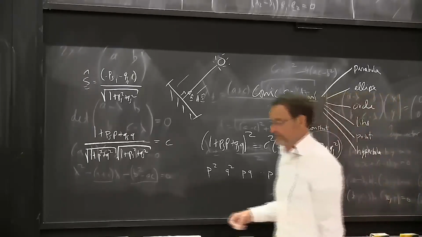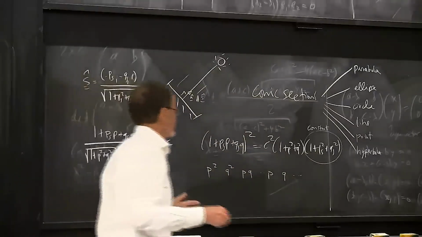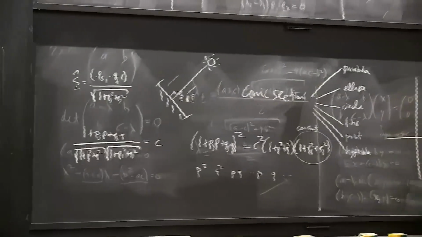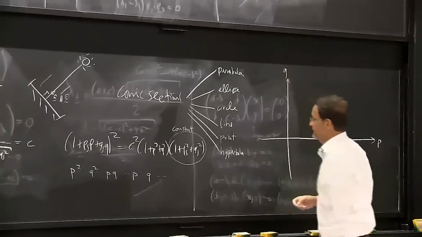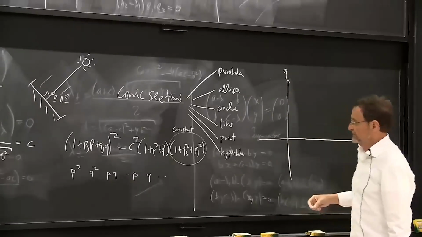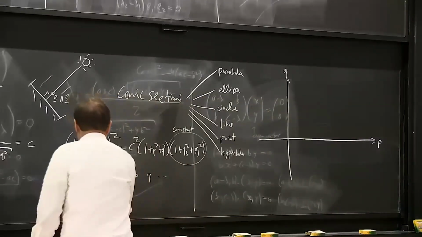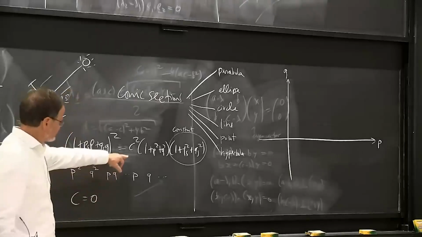Okay, so I want to plot this thing, and this is like a preview of what it's going to look like. If C is 0, let's look at that special case.